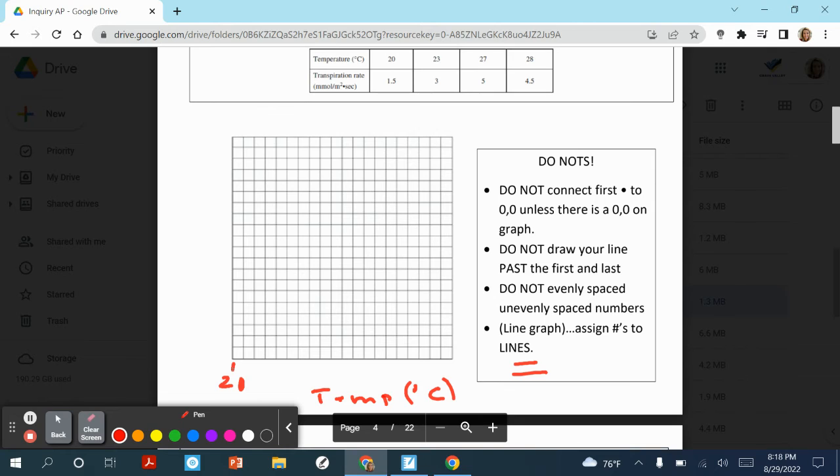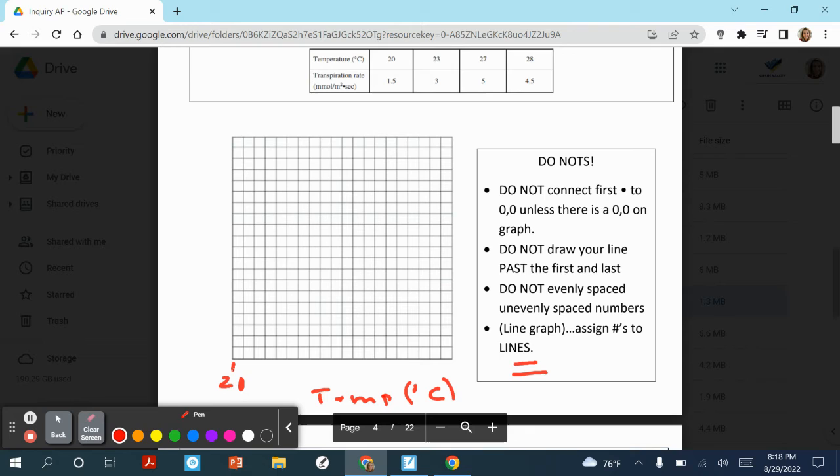I will skip on this one. I need to go from like 20 to 28. I want to use up most of my axis on the x-axis, but I don't have to use the whole thing, okay? And I don't really want to count by threes because I'm going to have a really short axis.